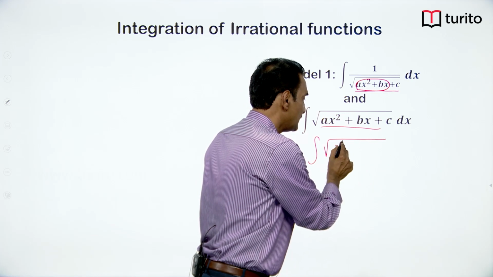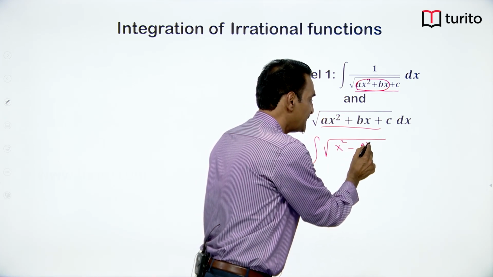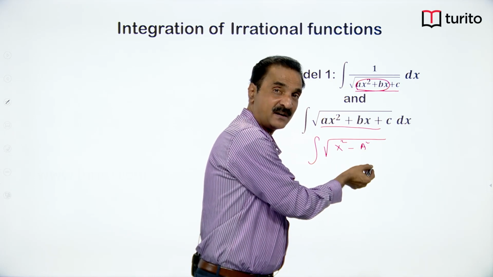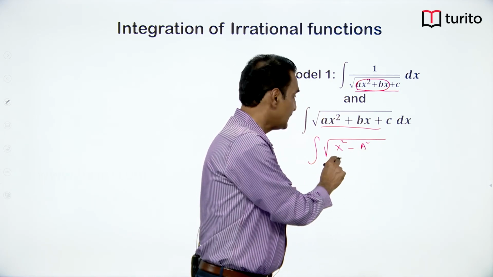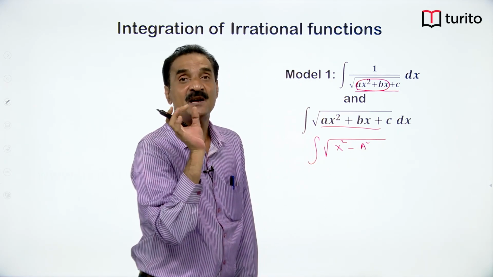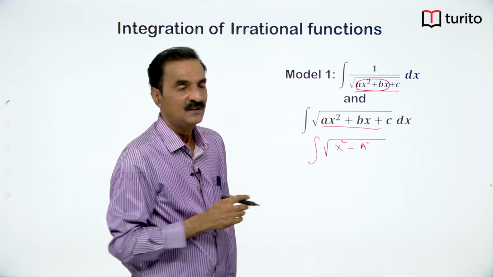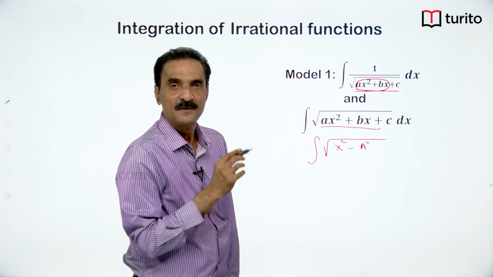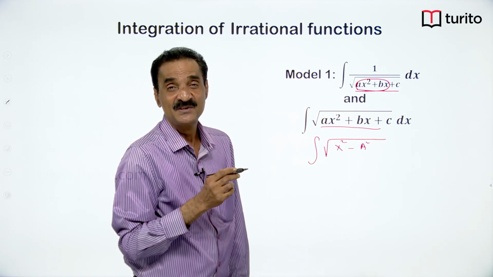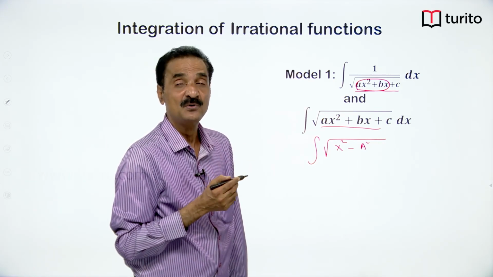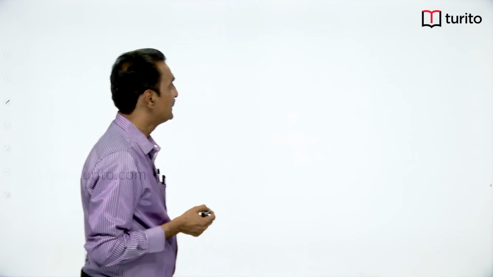Similarly, for integral root over ax square plus bx plus c, same way we have to write this in the form of integral root over X square minus A square or X square plus A square or A square minus X square, where capital X represents a linear expression in small x, capital A is constant. Then we have a direct formula for integral of root X square minus A square, root X square plus A square, root A square minus X square.